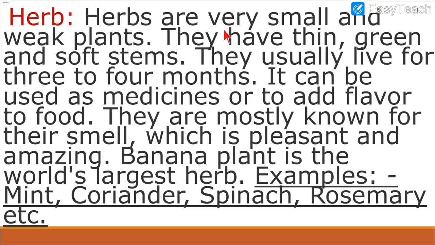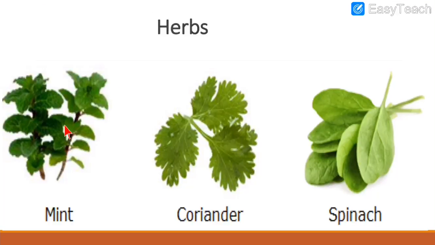Now, after reading the information, let us see the pictures of some herbs and some information about them. So these are very different types of herbs that you see in nature. See, mint, coriander, spinach, right? So mint is rich in nutrients. It could improve your brain function and also the digestion can be improved with the help of mint.